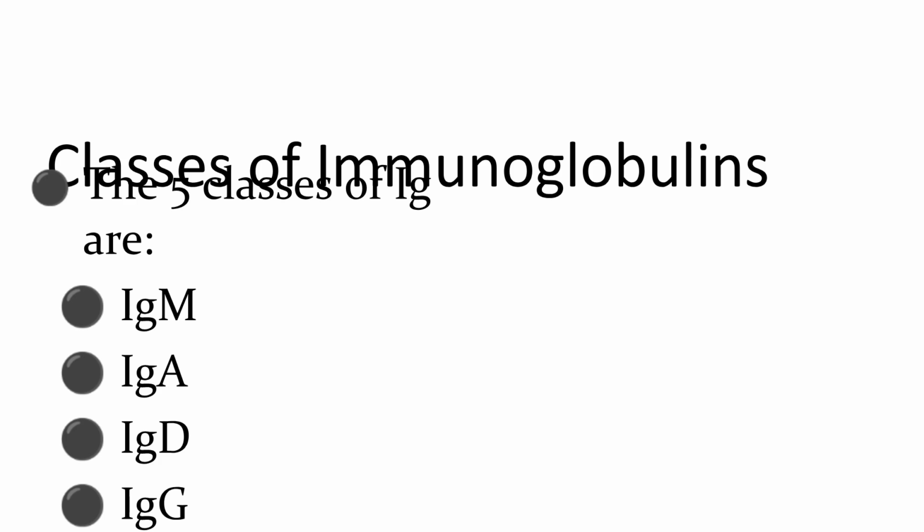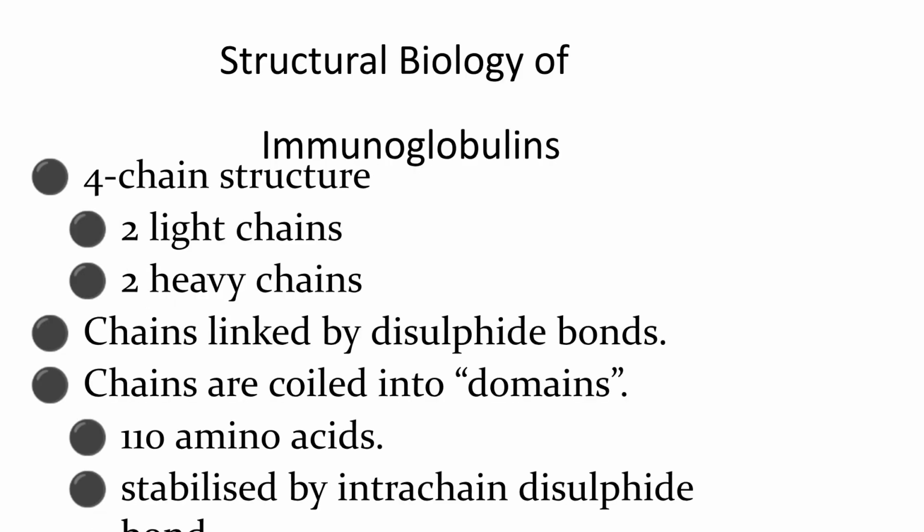The 5 classes of immunoglobulins, or Ig, are IgM, IgA, IgD, IgG, and IgE. Immunoglobulins have a 4-chain structure, 2 light chains and 2 heavy chains, linked by disulfide bonds. The chains are coiled into domains, approximately 110 amino acids long, stabilized by an intrachain disulfide bond.